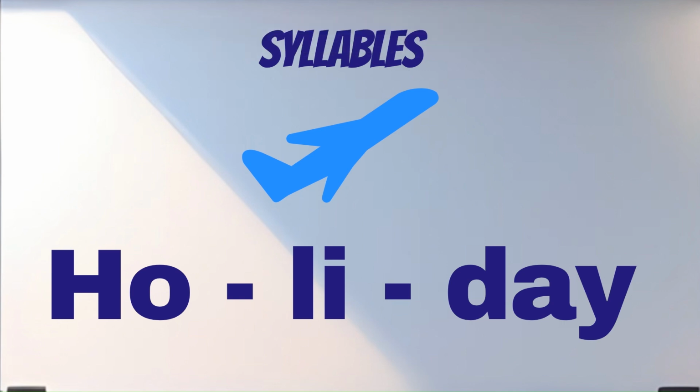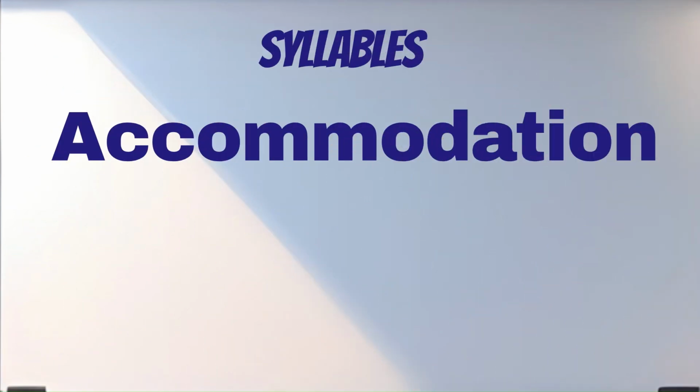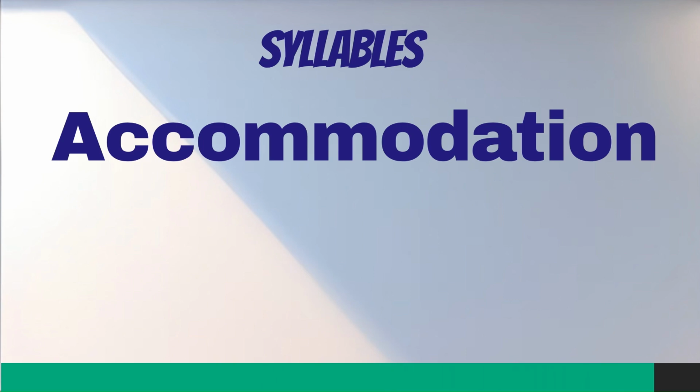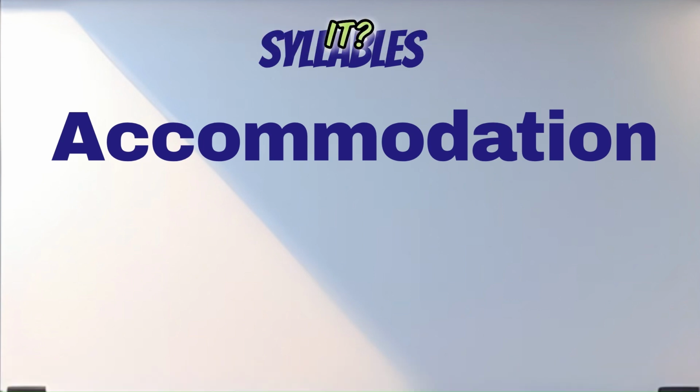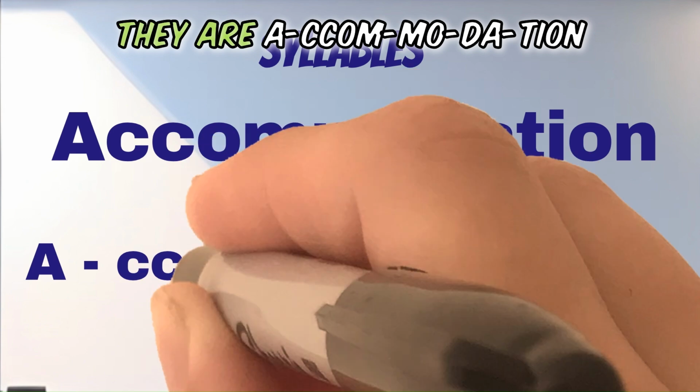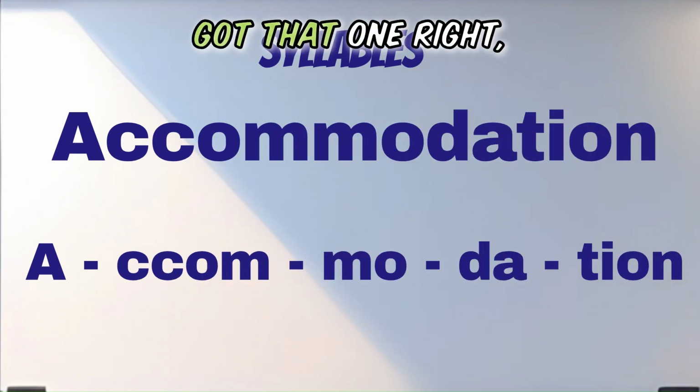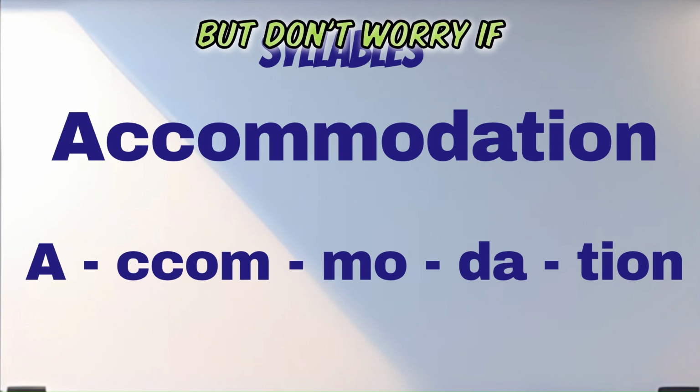Let's try one more, but a more difficult one. Accommodation. I'll give you a little extra time with this one. So, did you get it? You should have said 5. There are 5 syllables in accommodation. They are a, com, mo, day, shun. Well done if you got that one right, but don't worry if you didn't.